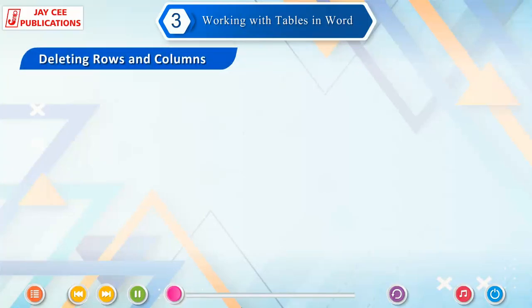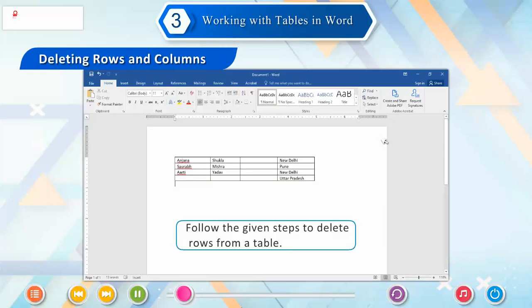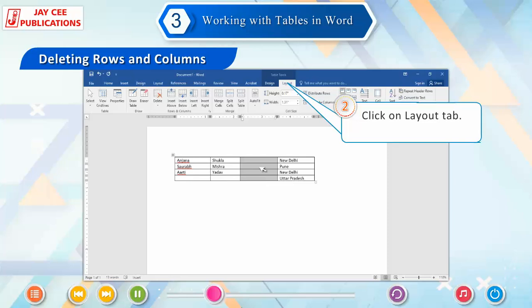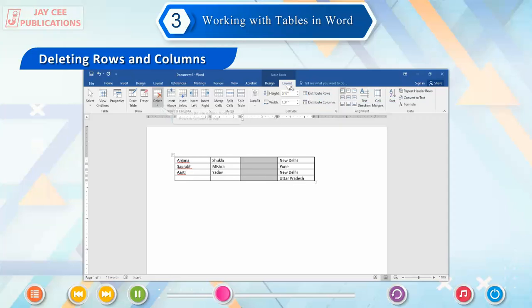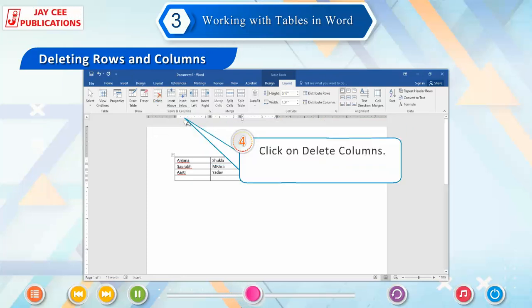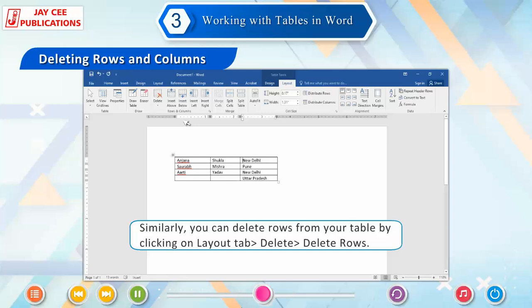Deleting rows and columns. Follow the given steps to delete columns from a table. 1. Select the column you want to delete. 2. Click on the Layout tab. 3. Click on the Delete option from the Rows and Columns group. 4. Click on Delete Columns. Similarly, you can delete rows from your table by clicking on the Layout tab and going to Delete Rows.